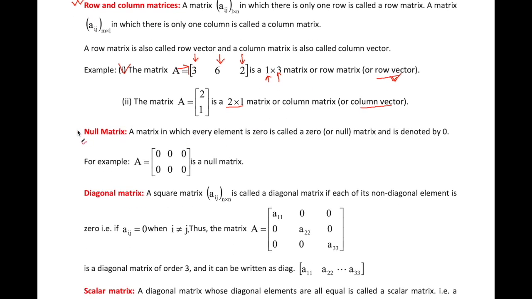Then null matrix. A matrix which has every element 0. A matrix in which every element is 0 is called a zero matrix.